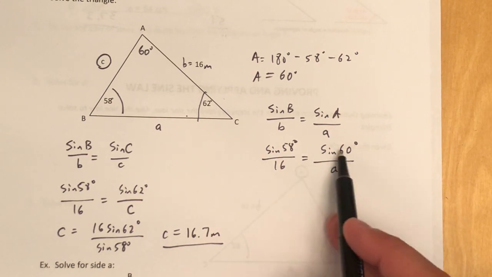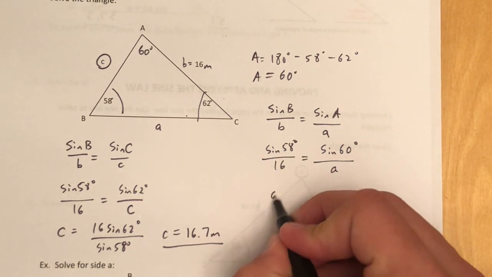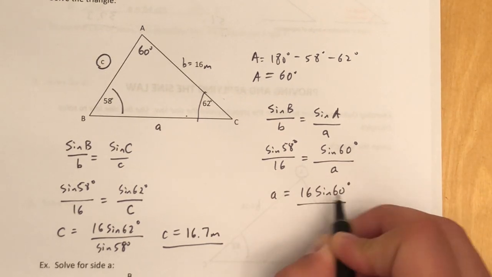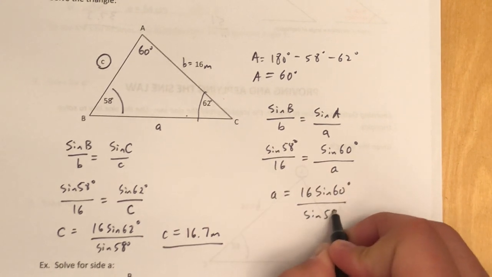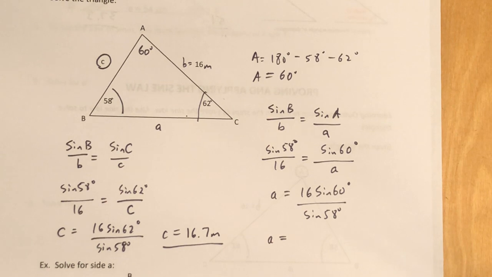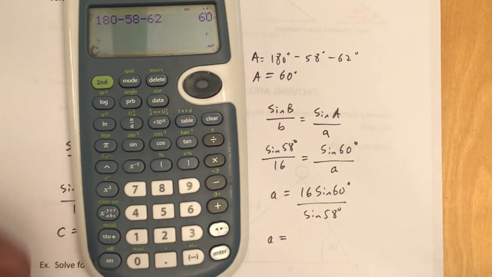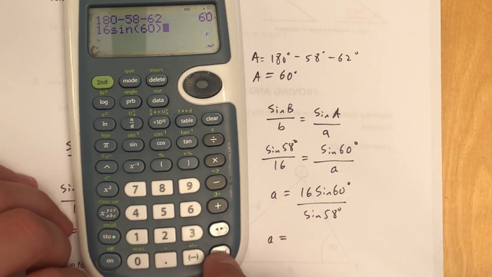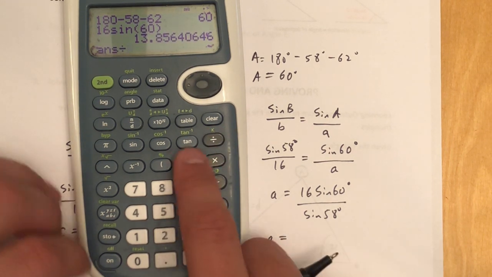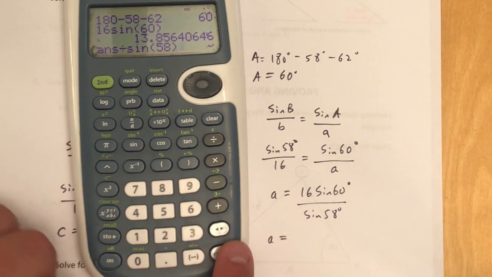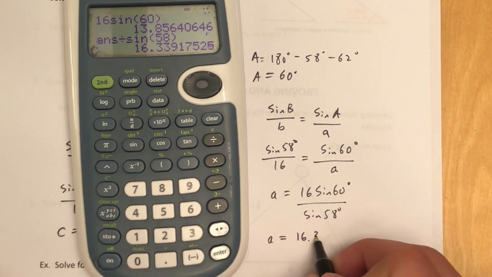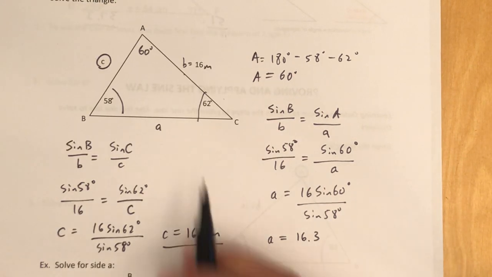Again, we're going to solve for side A. How do you do that? You cross multiply, then divide. So you cross multiply, 16 times sine 60 is 16 sine 60, and then we divide by sine 58 degrees to solve for A. And that's going to look like this, 16 sine 60, close the brackets. And if you really wanted to, you could also push an equal sign there too, and then divide by sine 58, close the brackets, equals, in this case, 16.3.